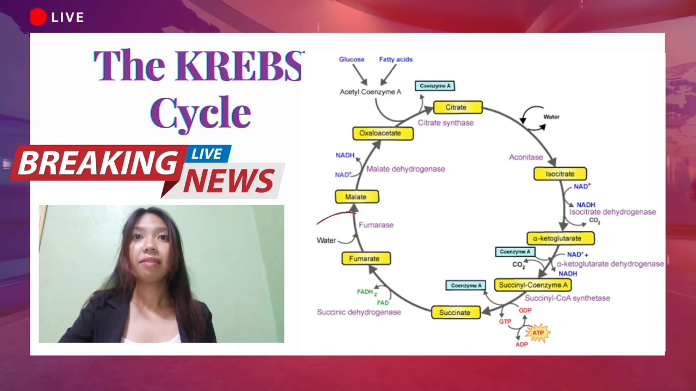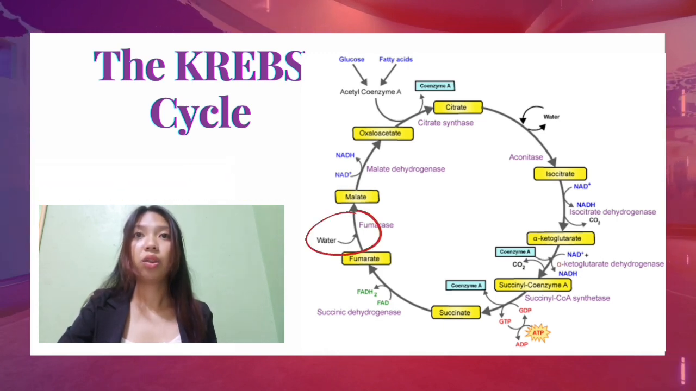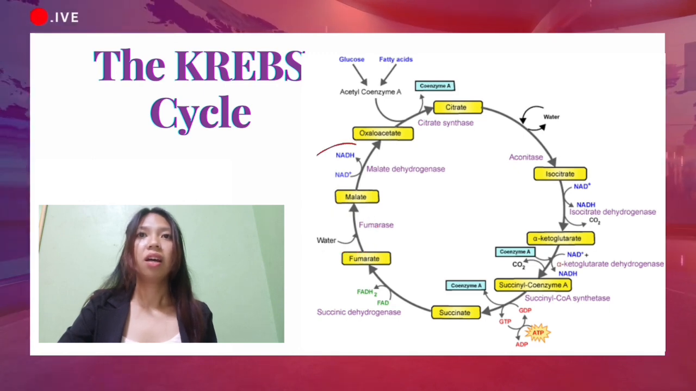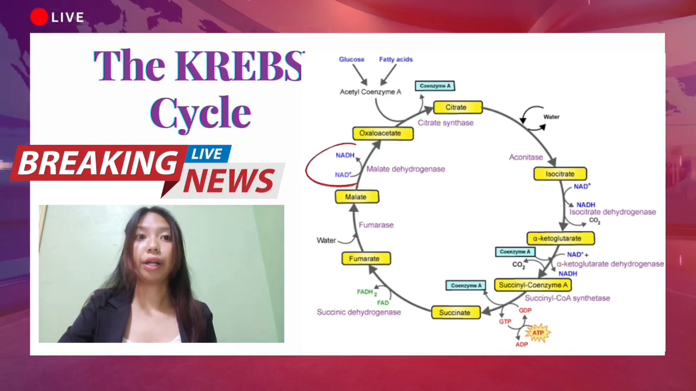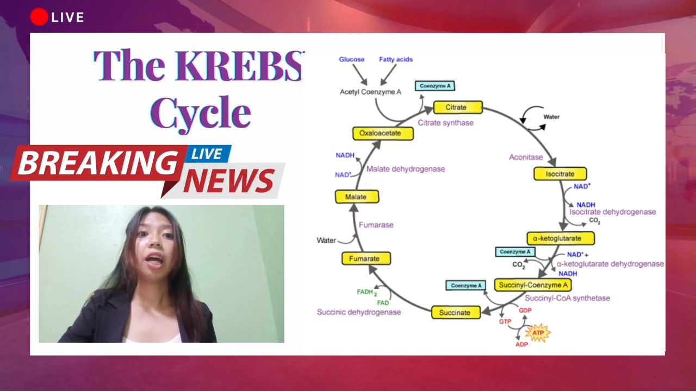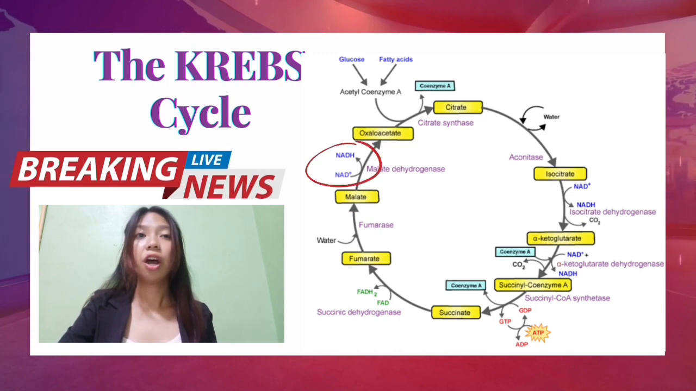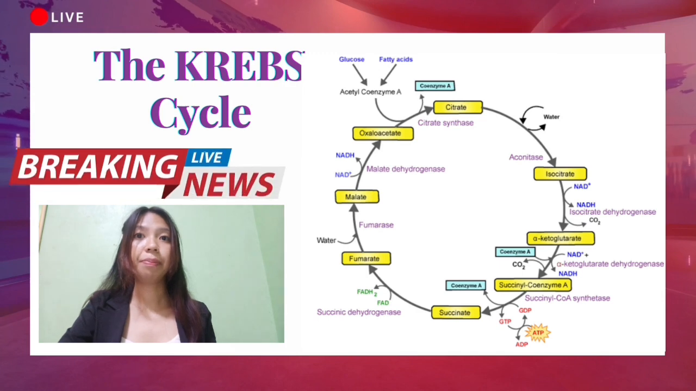So in the last step, we have the malate to oxaloacetate. So the molecule oxaloacetate is regenerated from malate, which allows the cycle to start anew. It is catalyzed by malate dehydrogenase and produces 1 NADH from the reduction of NAD+.